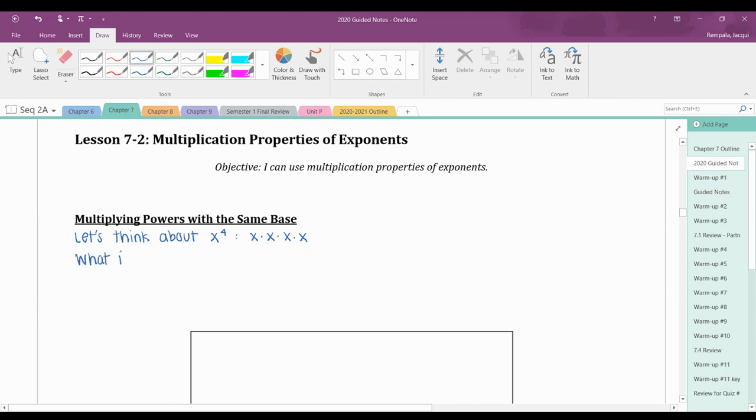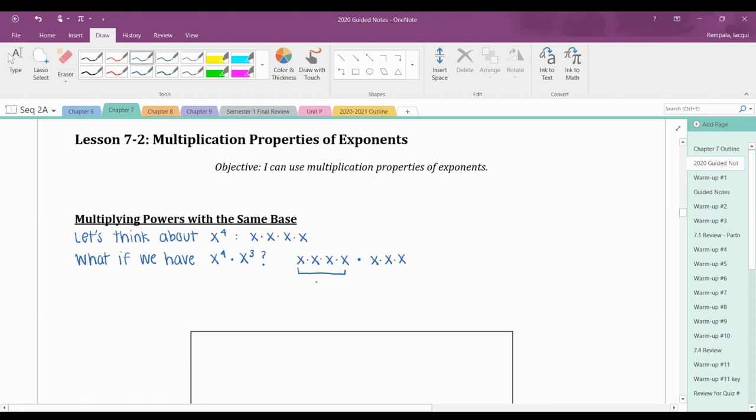Now, what if we have x to the fourth power times x to the third power? Well, we already know what x to the fourth is. We just talked about it above. As repeated multiplication, it's x 4 times. Now I want to multiply, and think about x to the third power. The base is x, its exponent is 3, so I want to see x 3 times.